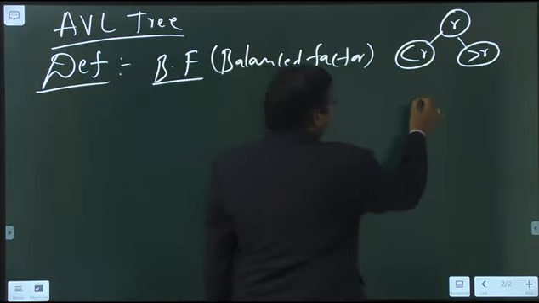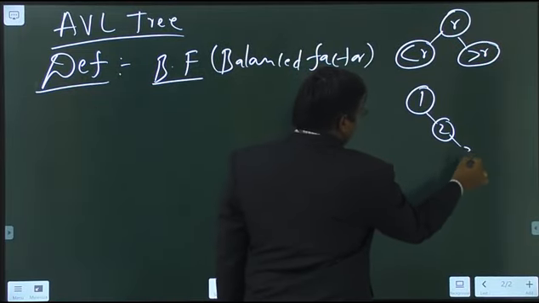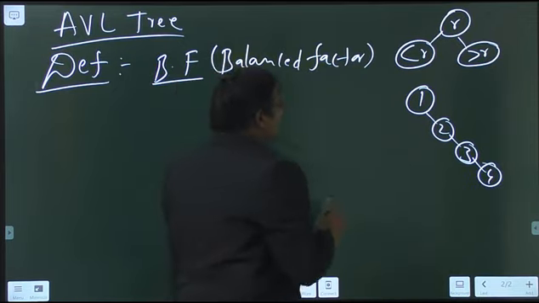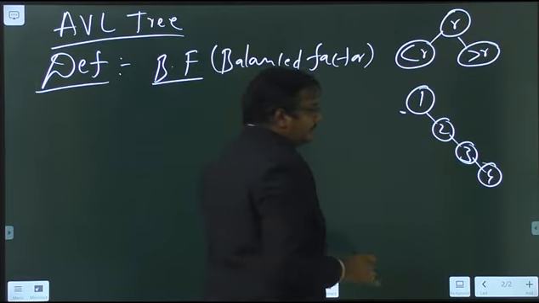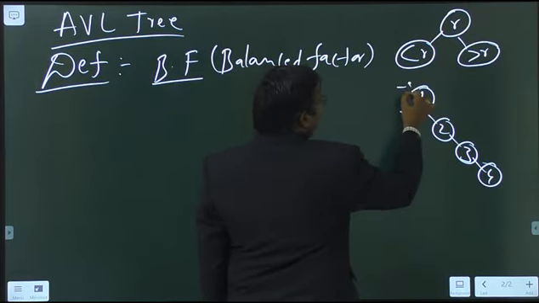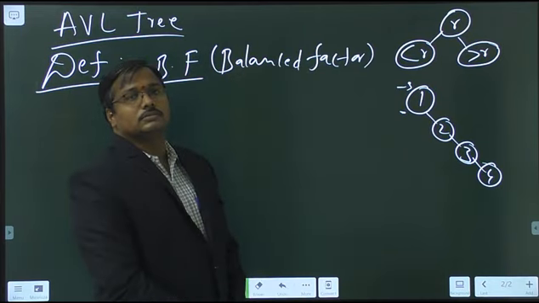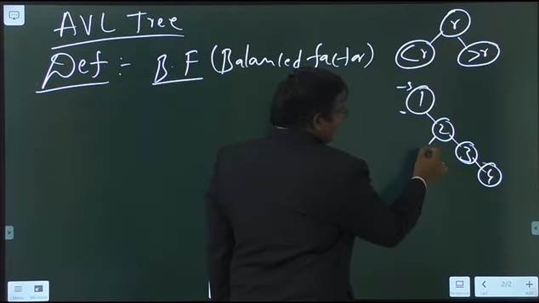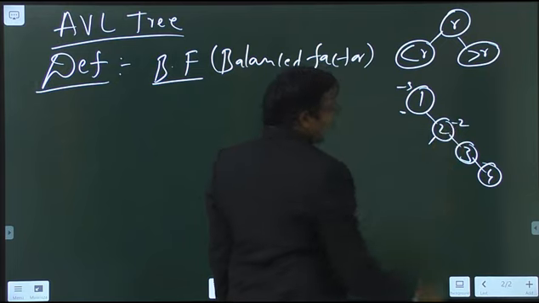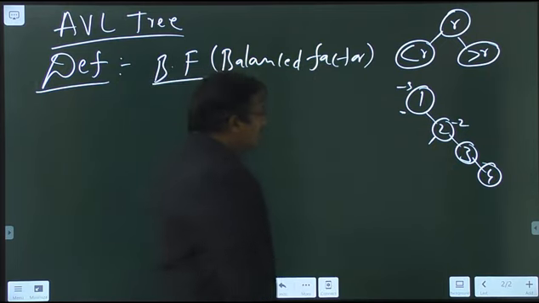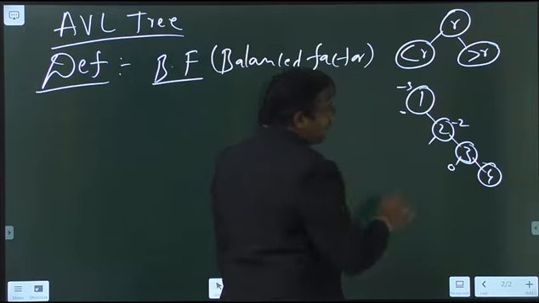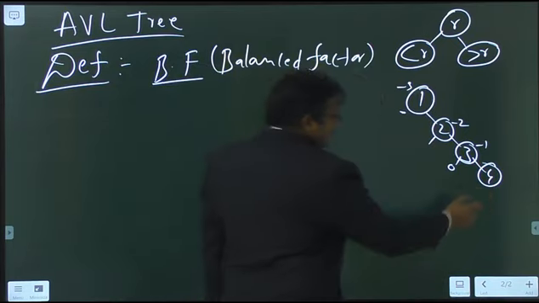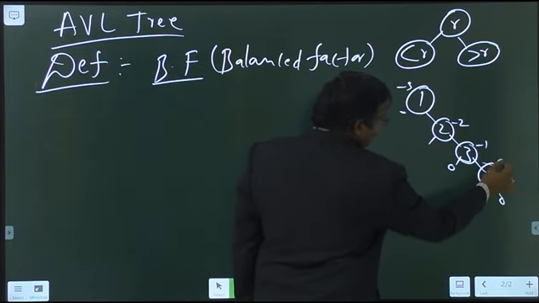Say for example, here 1, 2, for the previous only, 3, 4. This is the tree in the previous example, right? So height of the left subtree is 0, height of the right subtree is 3. So 0 minus 3, minus 3 is the balanced factor here. Here, height of the left subtree is 0, height of the right subtree is 2, so the balance factor is minus 2. In this case also, the left subtree is 0, right subtree is 1, so minus 1 is the balance factor. In this case, height of the left subtree is 0, right subtree is 0. The balance factor is also 0.